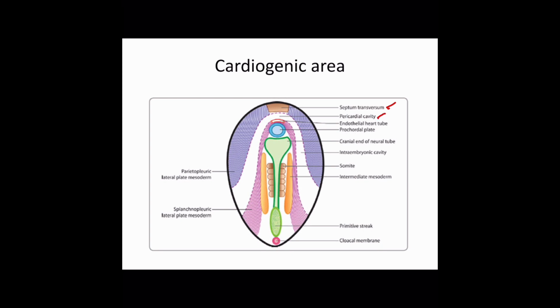This is the pericardial cavity. These are the developing endocardial heart tubes. This is the procaudal plate, the neural tube. These are the intrasomites. This is the coelom, and this is the lateral plate mesoderm, and this is the splanchnopleuric lateral plate mesoderm.